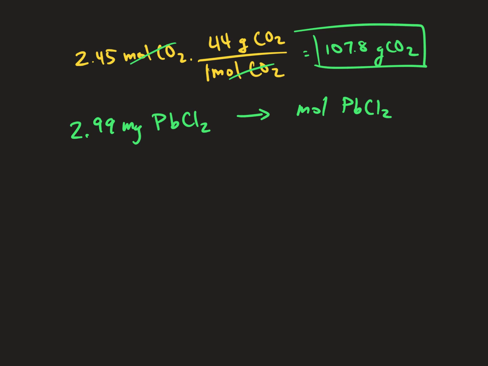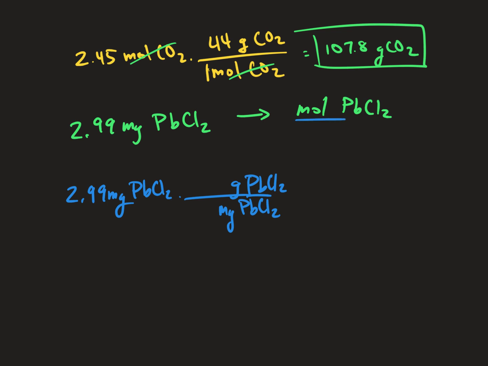What looks different in this one? We got milligrams. But do we know how to convert milligrams to something else? And what are we going to convert to? Grams. We know how to do this. We should, right? So let's do it. So 2.99 milligrams of lead 2 chloride. So milligrams we don't want, they go on bottom, to grams on top. Questions on how we know what to do? We know we got to go to grams because we know a conversion factor of grams to moles, right? Okay.